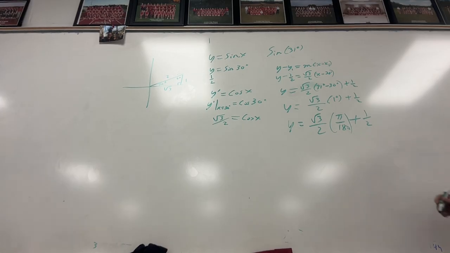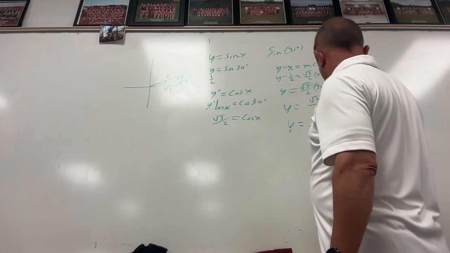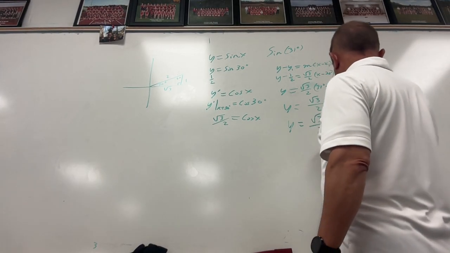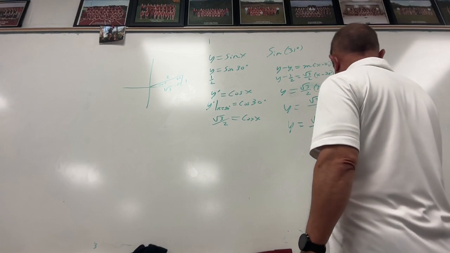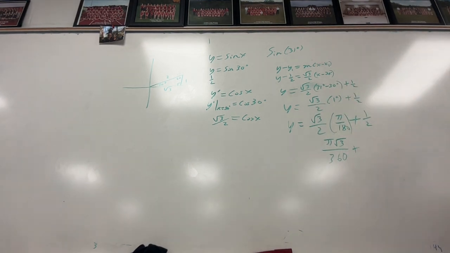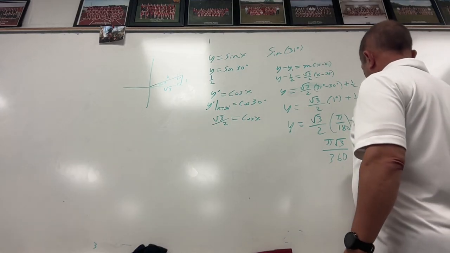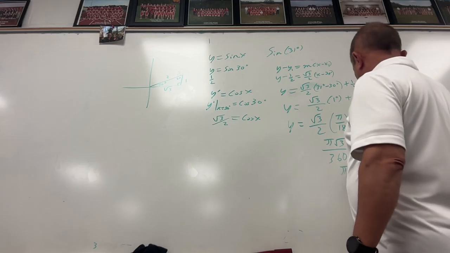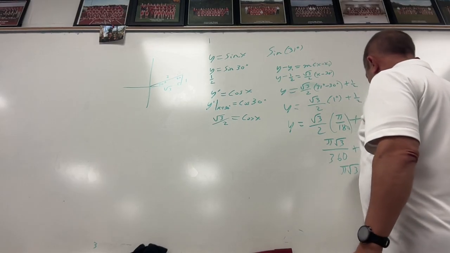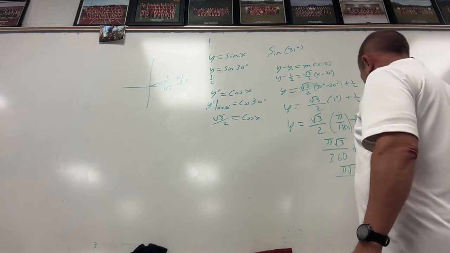Which would be pi square root of 3 over 360 plus, and 1/2 would be 180 over 360. So we get pi square root of 3 plus 180 over 360.